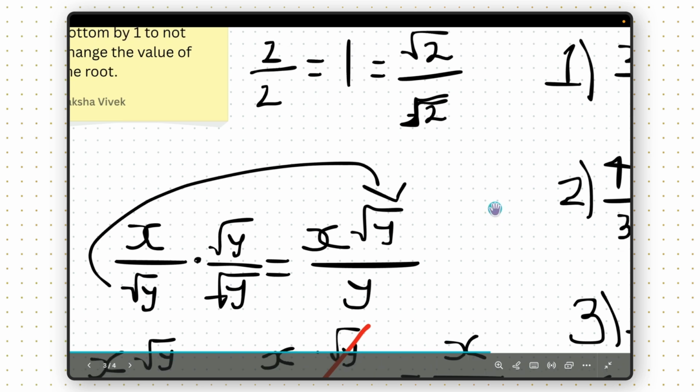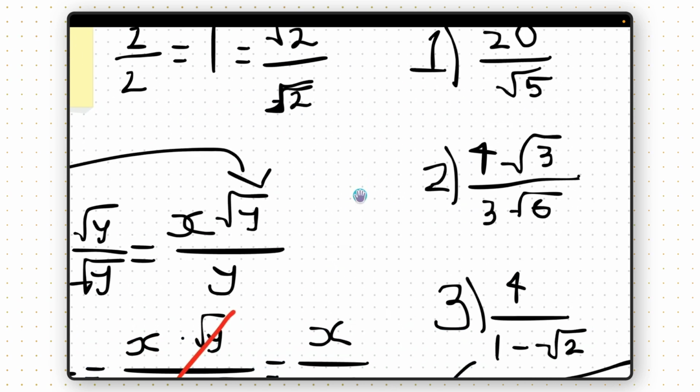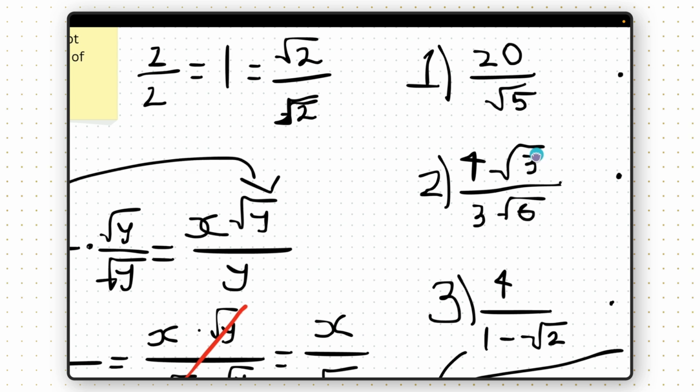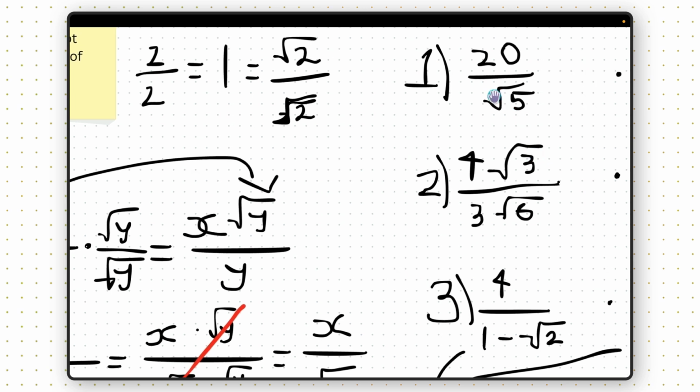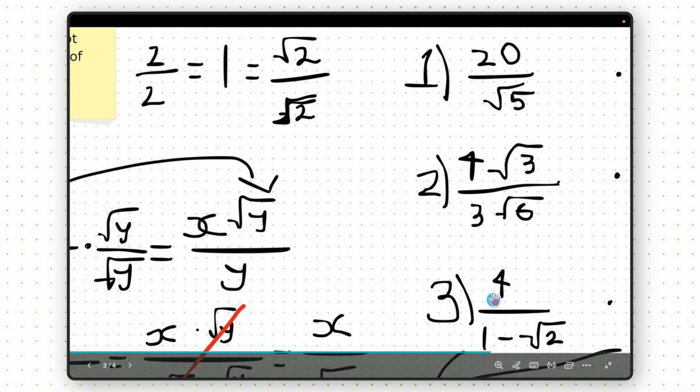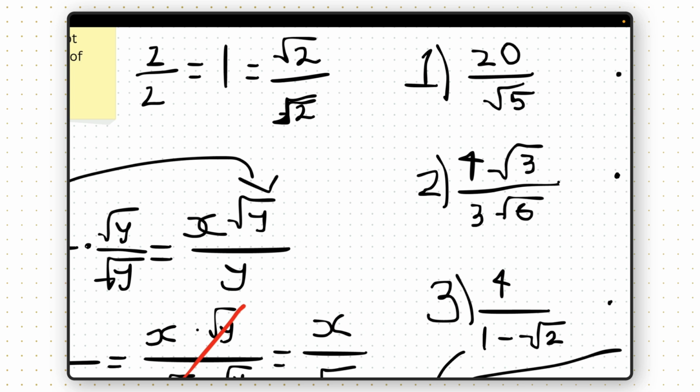So now that you've learned that, I want you to try some of these practice questions right here. We have 20 divided by the square root of 5, 4 root 3 over 3 root 6, and 4 divided by 1 minus root 2. Don't worry if you can't get the third one just yet. It requires a little bit more advanced knowledge, which I'll tell you guys after. So feel free to pause the video and give these expressions a try.